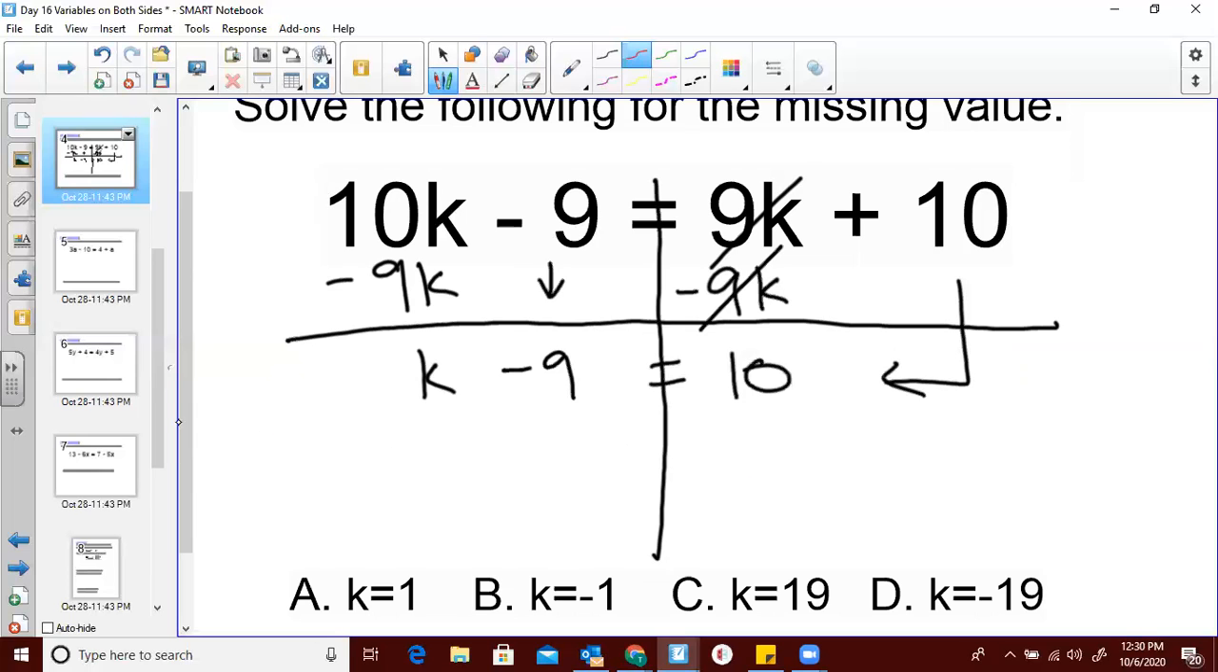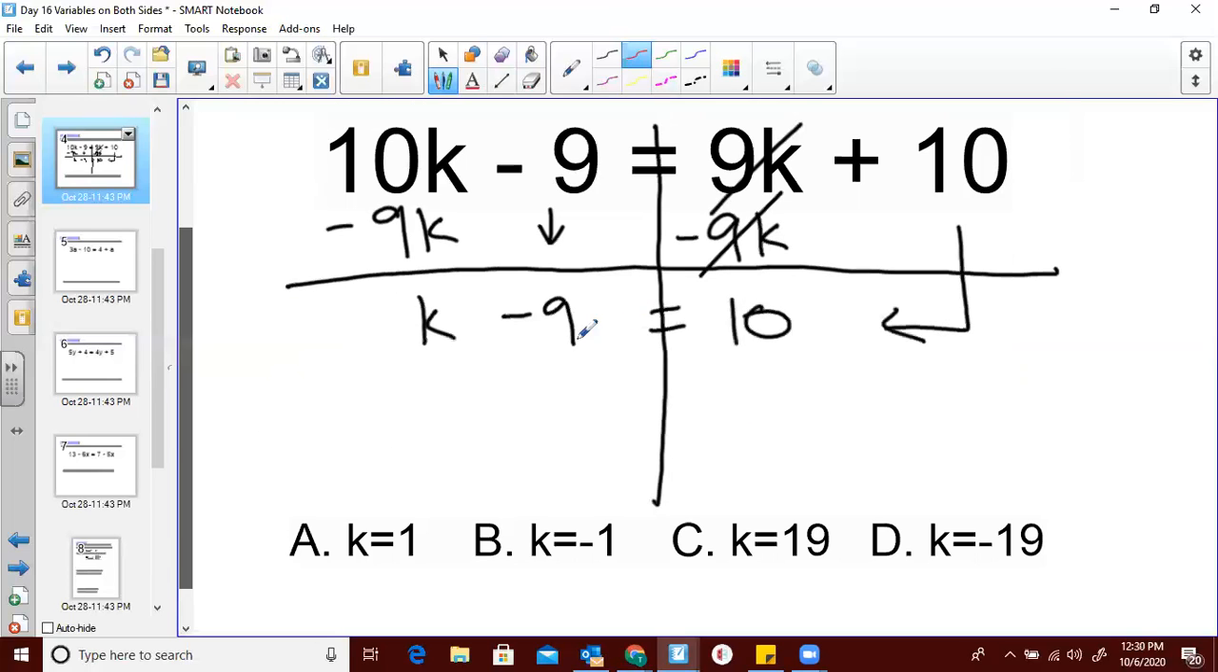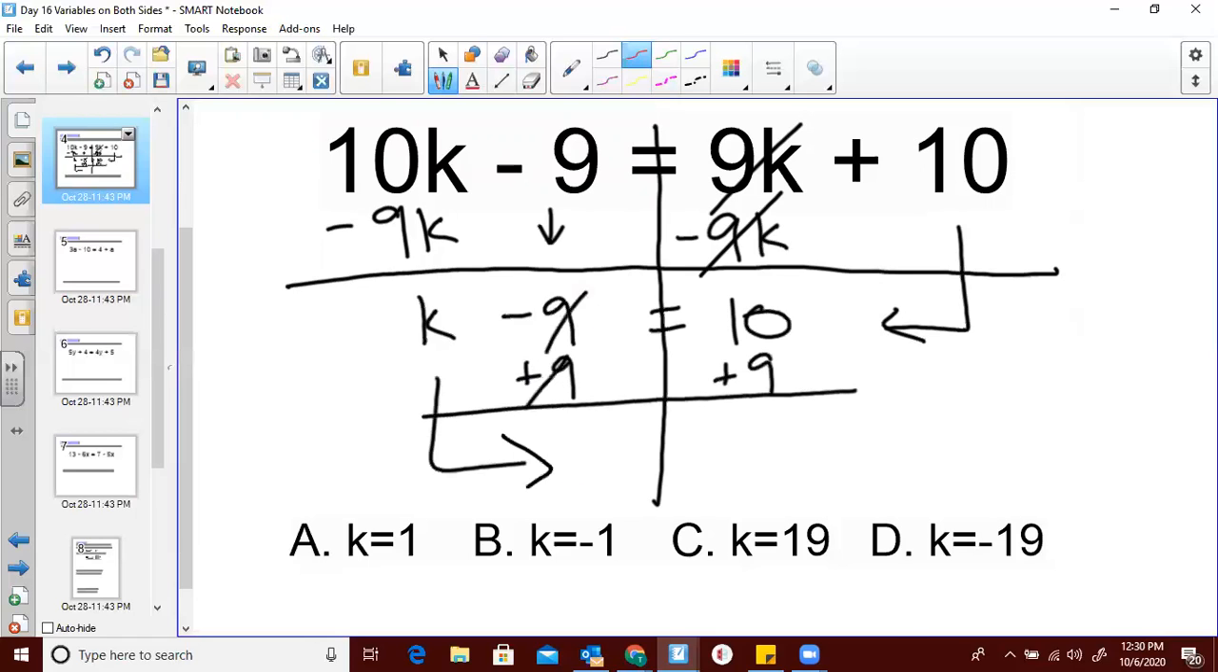From here, this should be a problem nobody should have an issue with because you guys saw this all last week. So we look for the inverse of subtraction, which is addition. If I do it to one side, I have to do it to the other. These cancel out, bring down my k, my equal sign, 10 plus 9, that's going to give me 19.